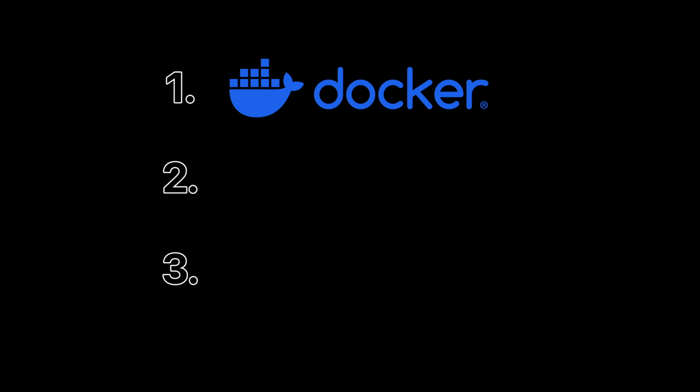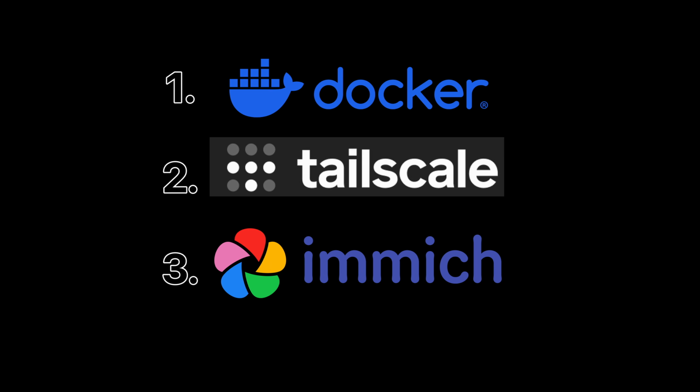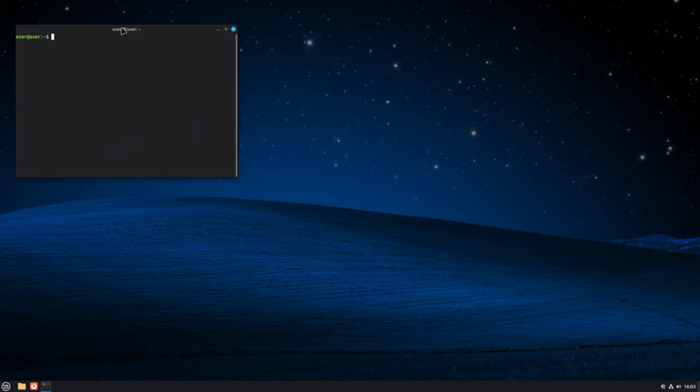To make this work securely, we need three parts. First, the engine. We use Docker to run the app in a sealed box so it doesn't mess up your system. Second, the tunnel. We use Tailscale to give your computer a private, invisible IP address, so you can connect from a coffee shop without opening dangerous ports on your router. And third, the gallery. That's the Immich app itself. This works on Ubuntu, Debian, Fedora, and Arch. Open your terminal and let's build the foundation.